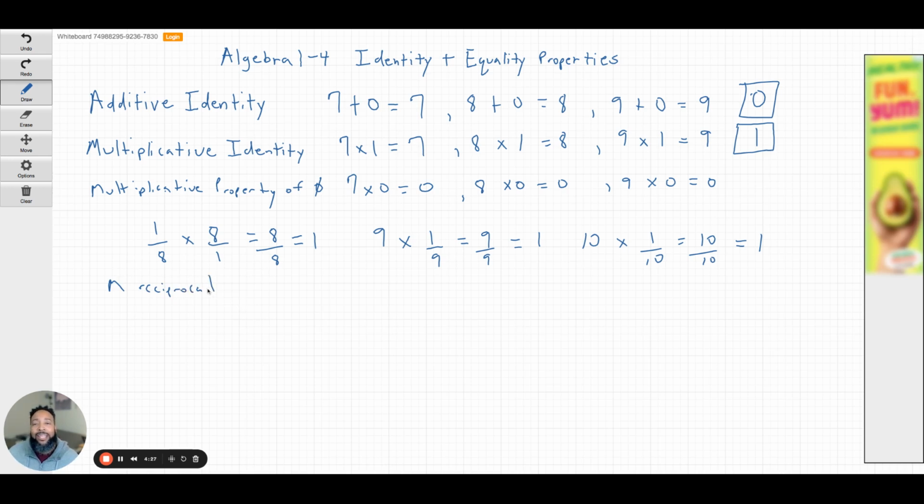So that is it when it comes to identity and equality properties in algebra. This is the beginning stages of algebra. I'm building up so that after this, you'll be able to start working some problems, but you got to know the basics first. You got to understand the lingo. You got to understand the vocabulary in order to continue forward.